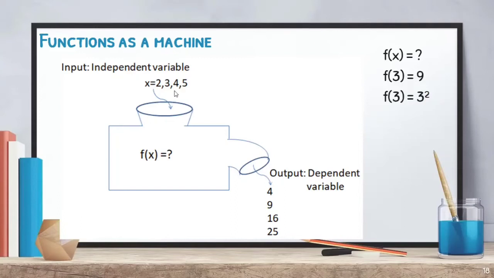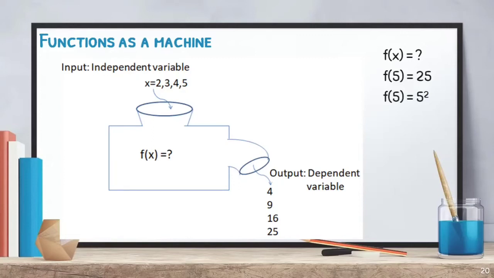Let's go to x is equal to 4. So f of 4 is equal to 16. But 16 can be rewritten as 4 squared. And so f of 4 is equal to 4 squared. And lastly, we have 5. So f of 5 is equal to 25. But 25 can be rewritten as 5 squared. So therefore, f of 5 is equal to 5 squared.